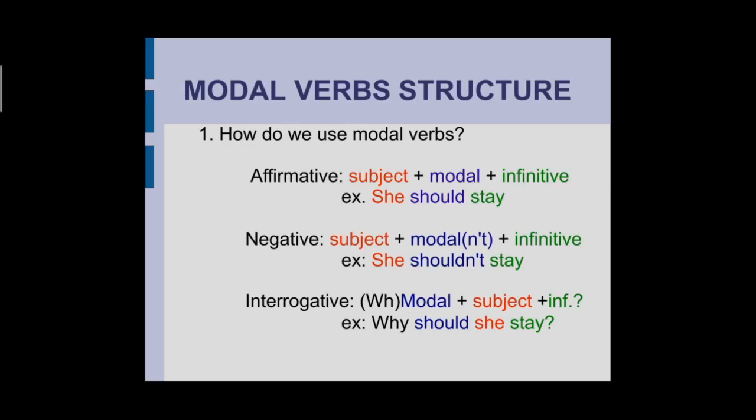Affirmative: subject plus modal plus infinitive. Negative: subject plus modal plus n apostrophe t, plus infinitive. You can see that over there. That modal and n't in the bracket, what does it signify? It signifies the negative aspect of the sentence. Now, when it turns out to be interrogative, you will add a question mark: modal plus subject plus information or infinitive. You can see, why should she stay?